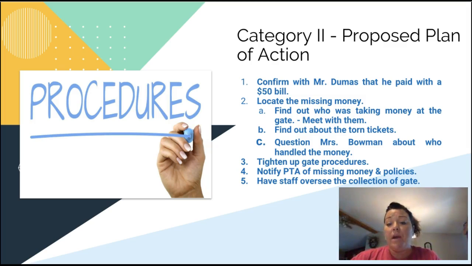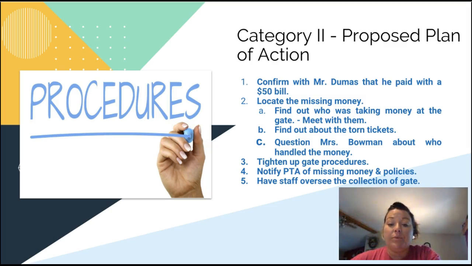I would also ask Mrs. Bowman about who handled the money. I would explain to her that there's money missing, and so we're just trying to track it down, and we want to know the hands that the money filtered through so we can get to the bottom of it. I would interview all of those people, talk to them. If I felt like we weren't really getting anywhere and we just kept hitting brick walls, it might be a time that you could involve local authorities to help you do some of the interrogation or questioning just to get the $50 back.